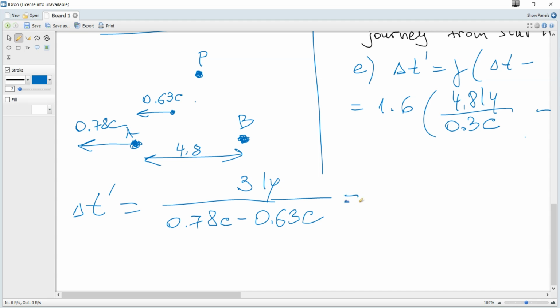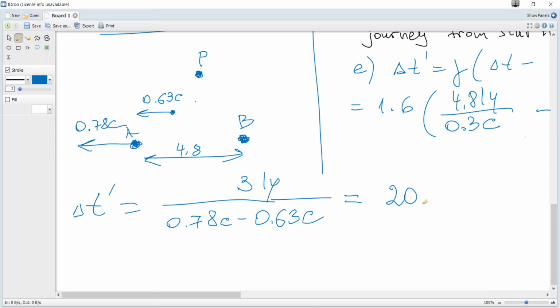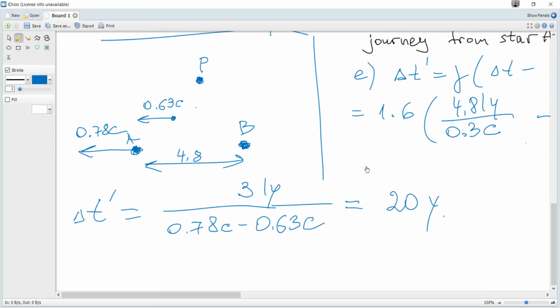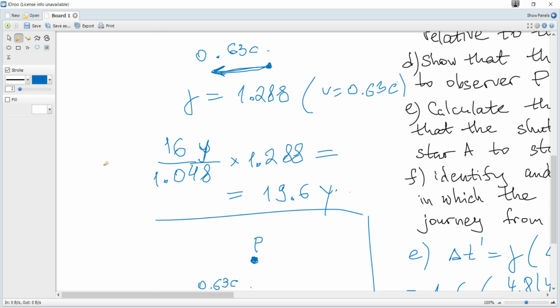And finally you can check that it becomes the same. 3 divided by 0.15, and again light years, c times year, c cancels, and it's 20. And again, the difference is due to rounding, 20 years. And let's denote delta t primed finally here.